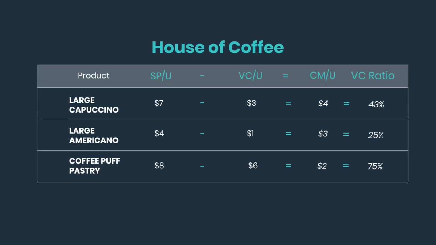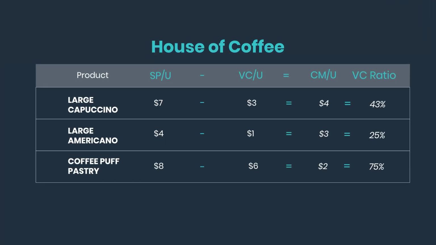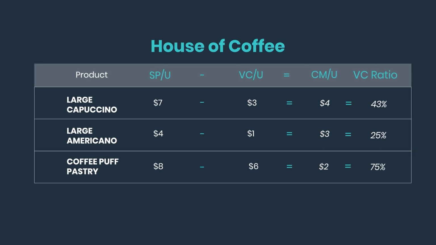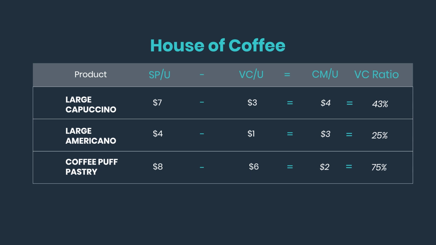What does it mean for the owner? What this reveals is that while so far the large cappuccino has been the star, House of Coffee's large Americano is the product that has the highest contribution margin ratio, and thus the least amount of sales revenue is going towards its variable cost, 25% variable cost ratio.